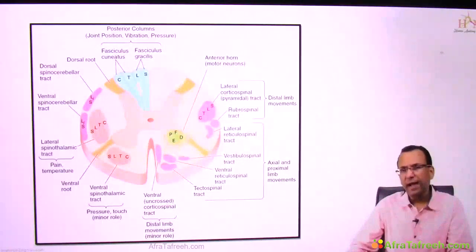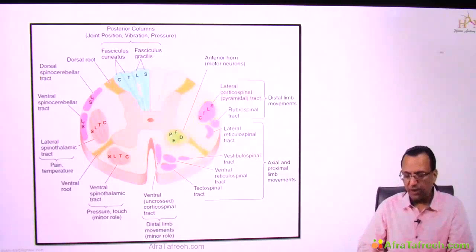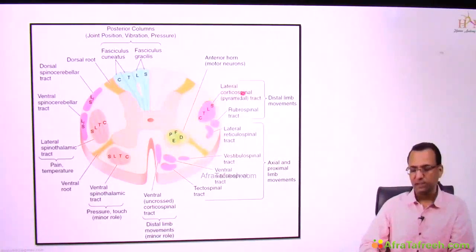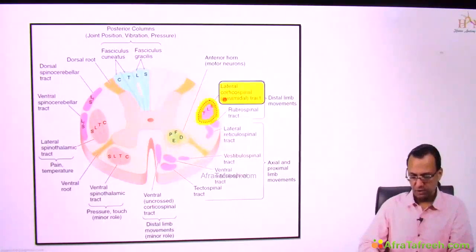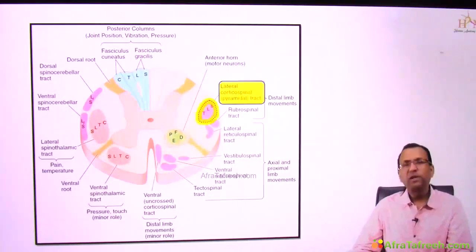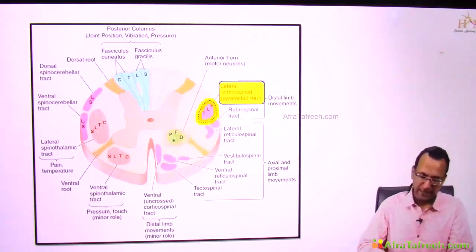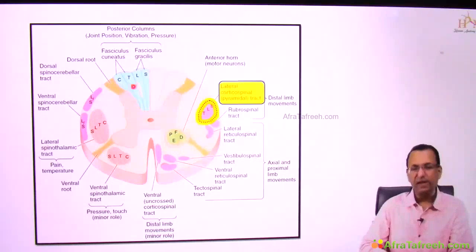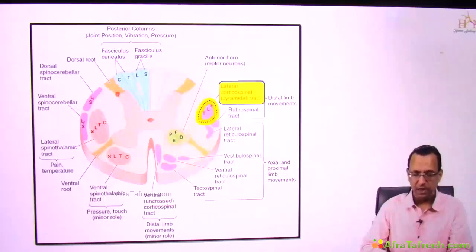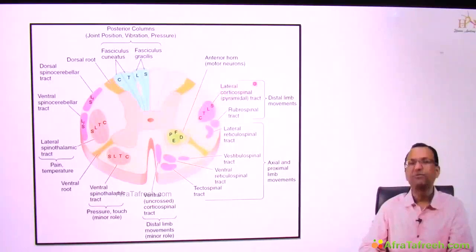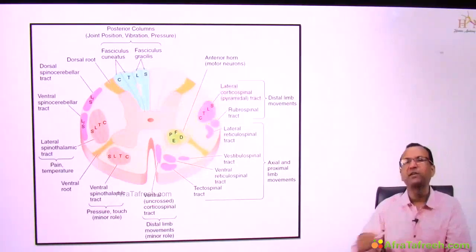Now we want to look at the motor tract also, which is a part of the pyramidal system, and it is the corticospinal tract. We will show the corticospinal tract on the same side of the lesion. We had a case of right-sided Brown-Sequard syndrome, so we want to talk about that only. They are showing it on the left side, the pyramidal tract, but we'll carry it to the right side.